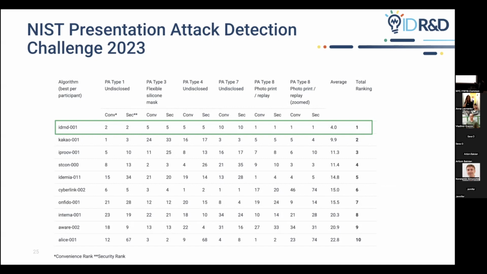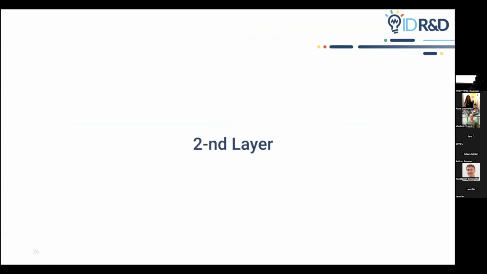got the first position here. These are different types of attacks. Some of them are undisclosed, some of them are disclosed, like flexible silicon masks, photo print replay, and so on. But half of them are not disclosed, unfortunately. And this is the position that we took in each subtask. And if we calculate the overall ranking, then the company is in first position. So this is how we deal with presentation attack detection. Now moving to the second layer.